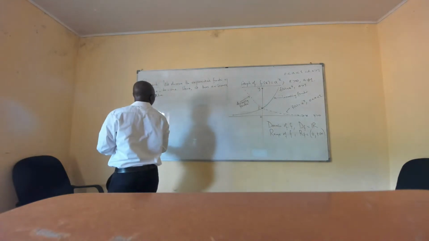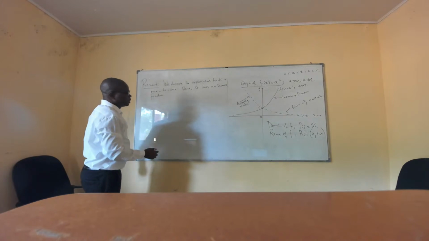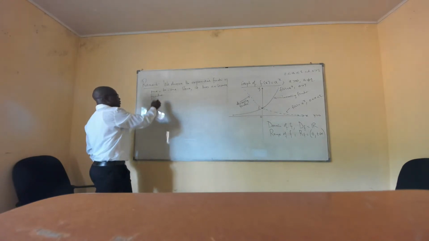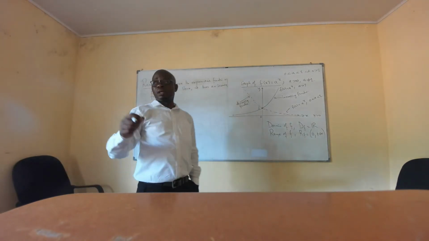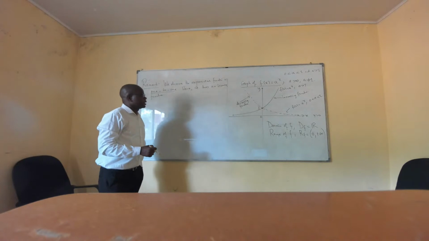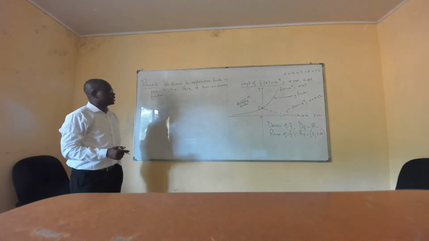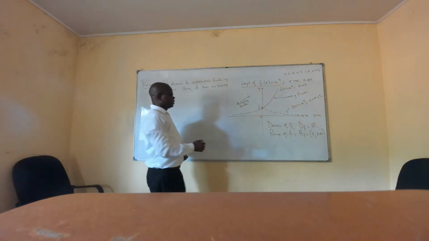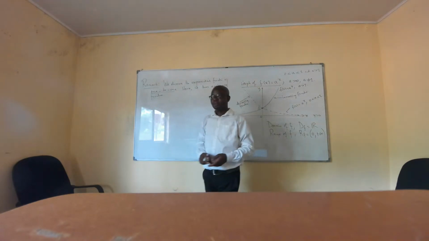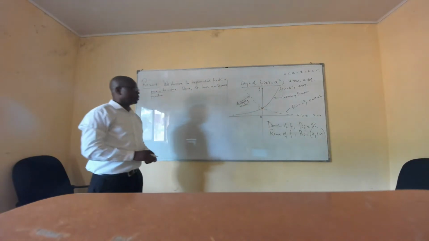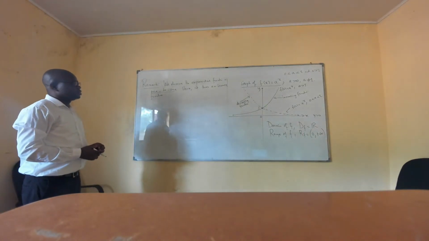So what we are saying here is that since it is 1 to 1, there must exist an inverse function such that its domain is the range of f, and its range is the domain of f. So we'll look at that function shortly.